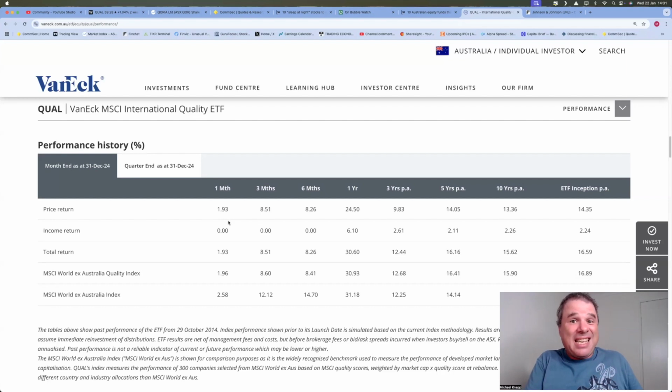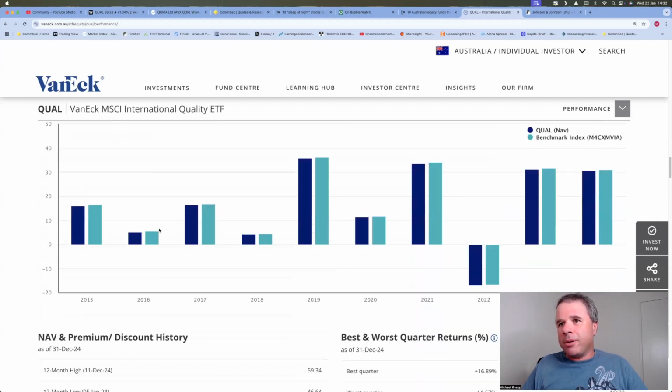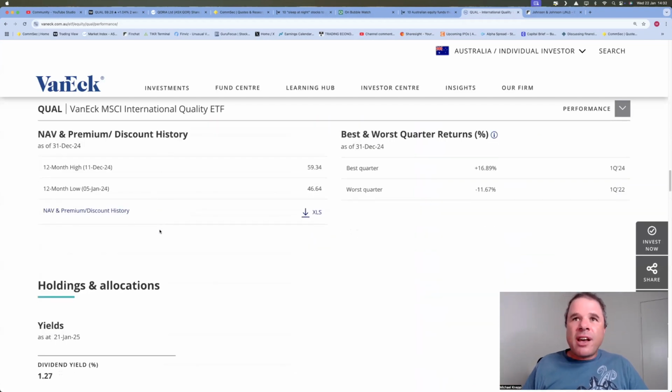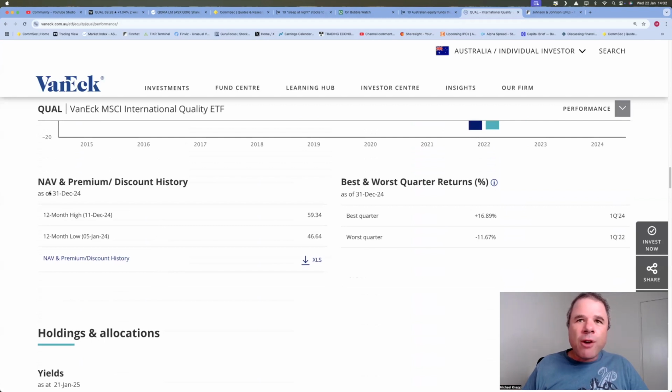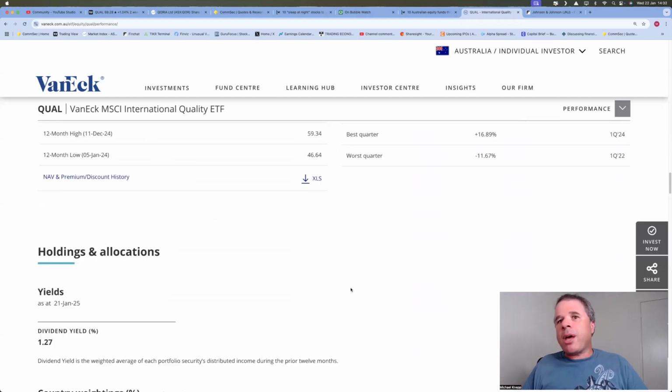So this seems like an attractive ETF just based off the returns since inception and since the last 10 years and during the last 5 years as well. Now, the next thing I want to look at is just the makeup. The components. They go through the NAV and premium discount and best and worst quarter returns. That's interesting. Here we go.